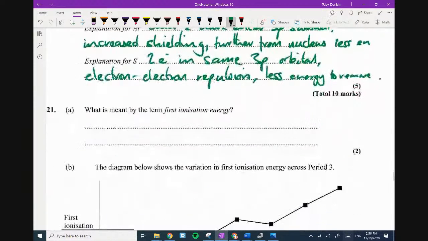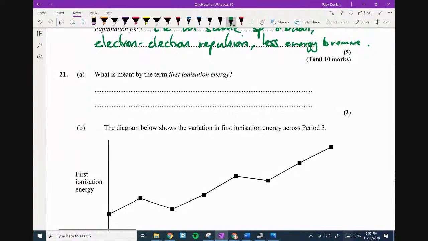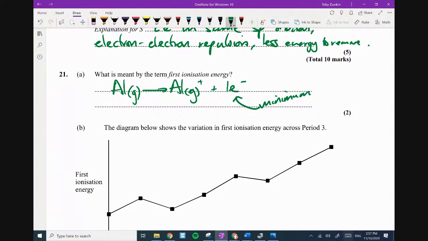What is meant by the term first ionization energy? The minimum amount of energy required to remove 1 mole of electrons from 1 mole of gaseous atoms, given an equation. I'll write it down anyway. Let's do first ionization energy of aluminium. Gaseous atoms going to 1+ gaseous ions, the minimum energy to remove. Don't do it the way I've just done it there. Do it properly in your exam.